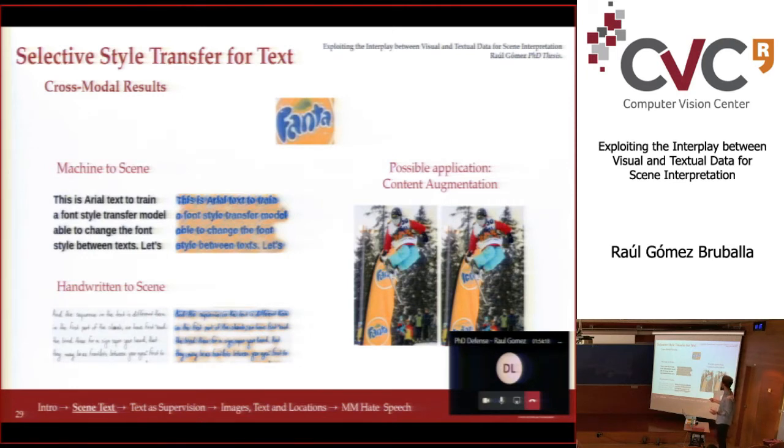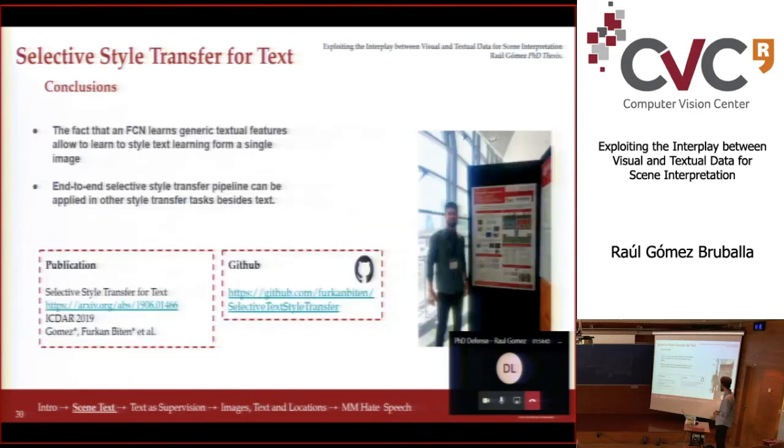We can also apply this in a cross-modal manner. So, for instance, here we are stylizing machine-printed text with a synthetic font, in this case this Fanta font, and that has several applications. For instance, we can do content augmentation. We can take an image with synthetic text and change the text content, the text transcription, but preserve the original style. We only have qualitative results for that, but it can have many applications.